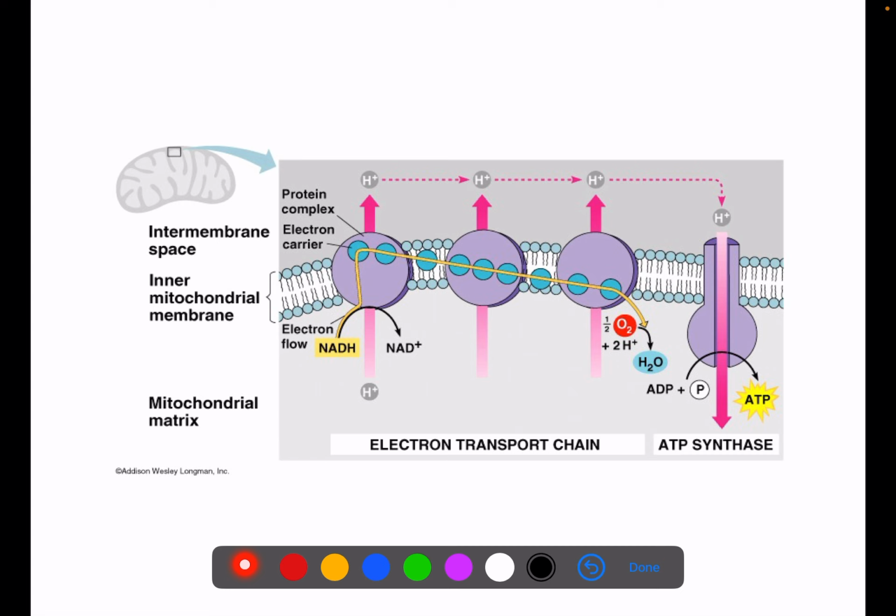All right, so we've done now the 3 steps of aerobic respiration, culminating in this third and final step called oxidative phosphorylation that's happening in the inner membrane of the mitochondria. In the next video, I'm going to show you fermentation. All right, so let's end it here.